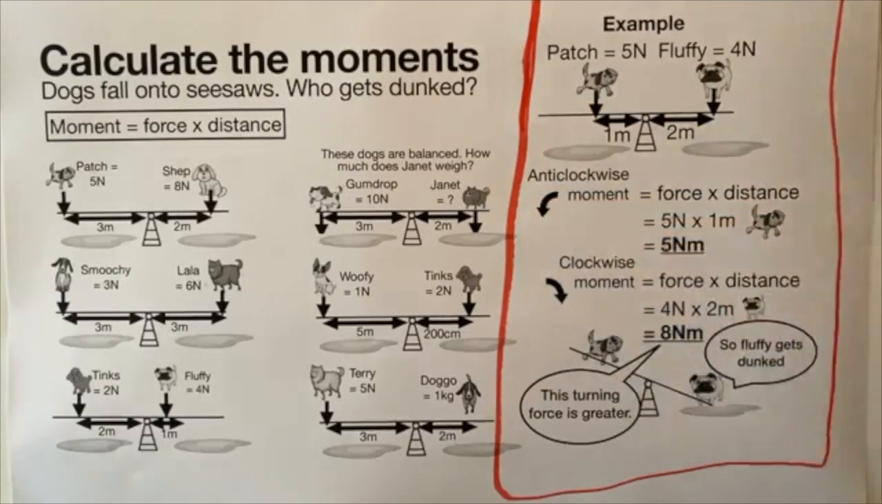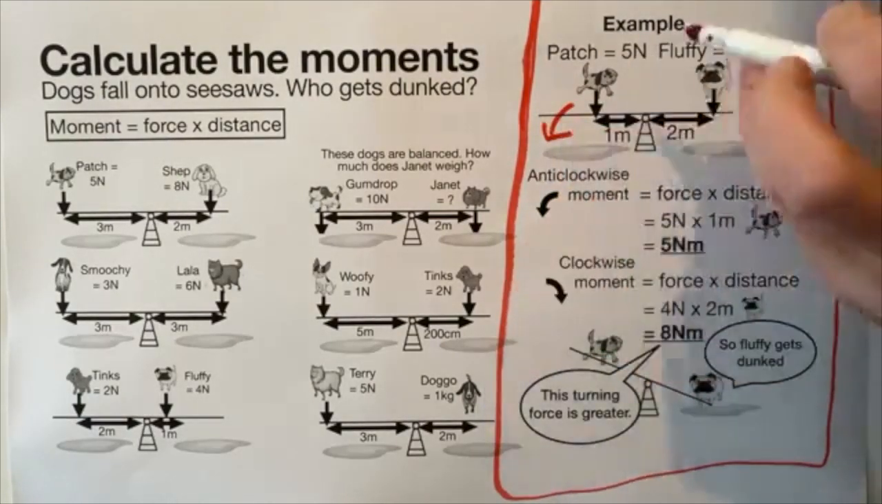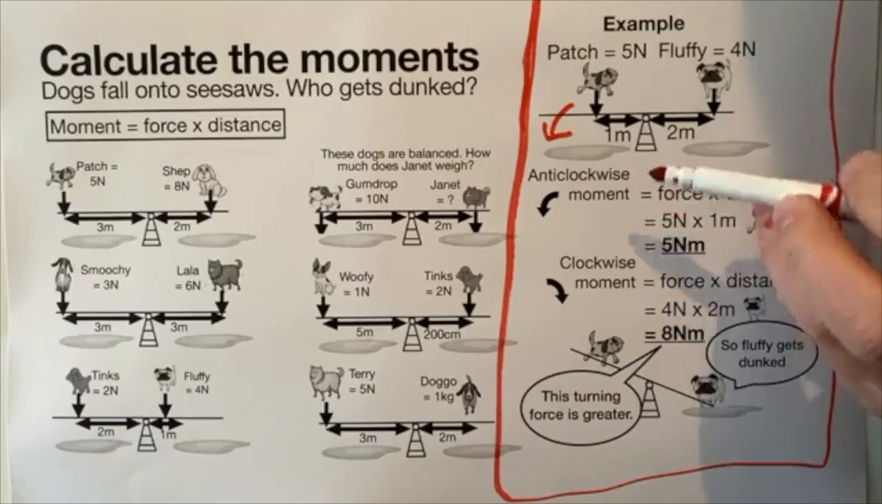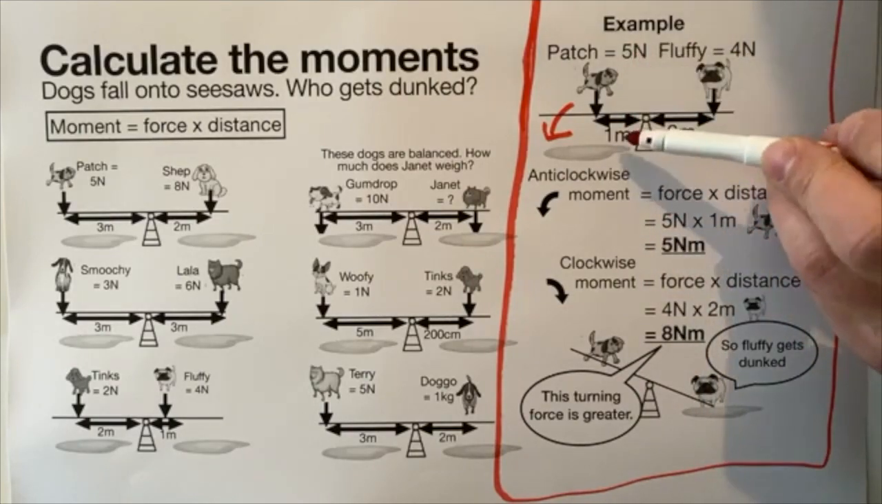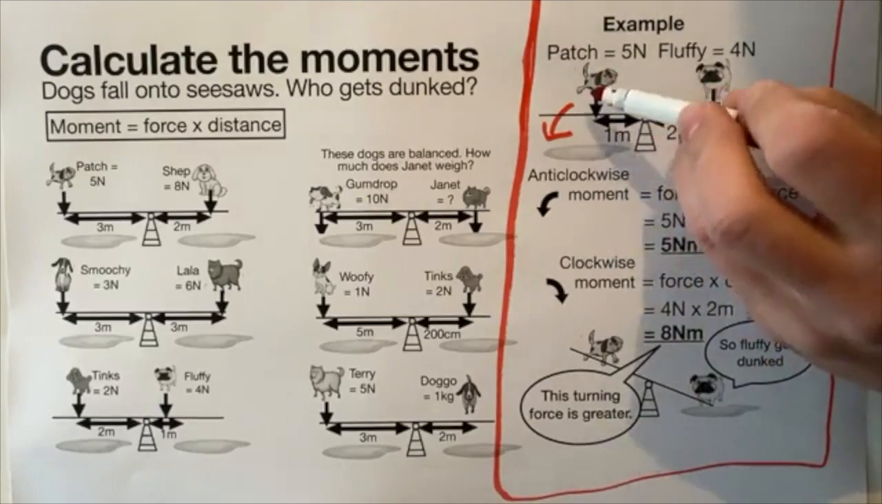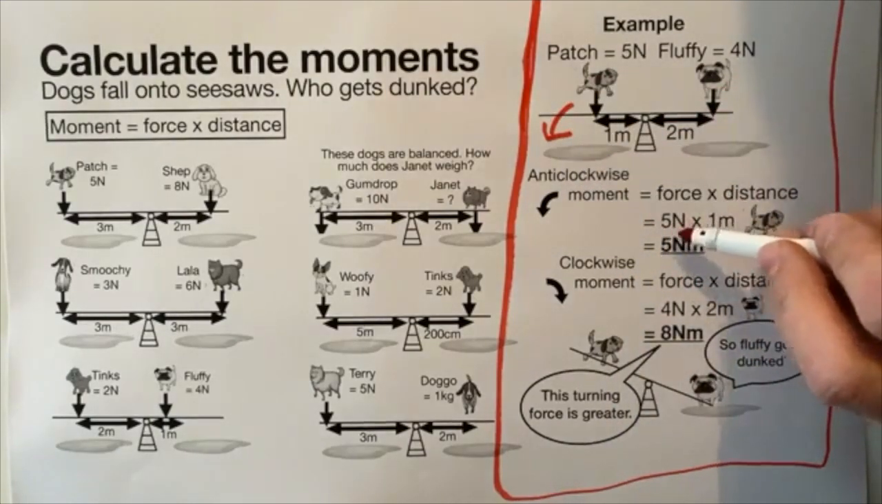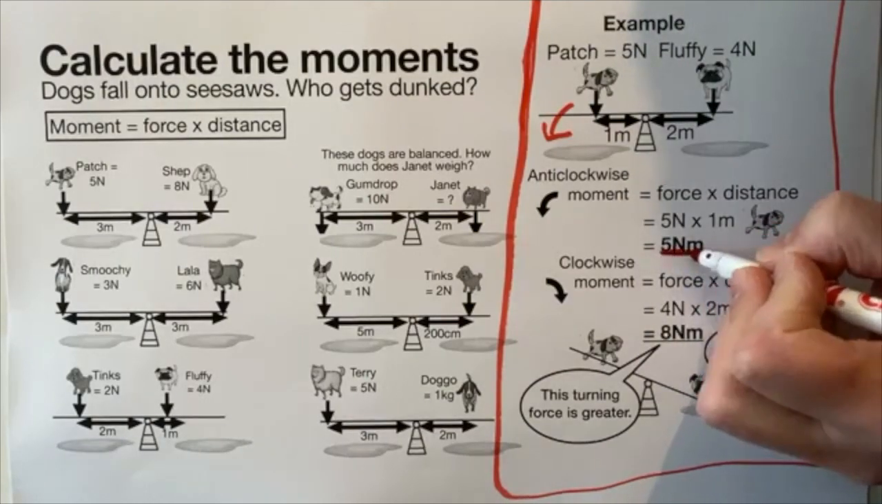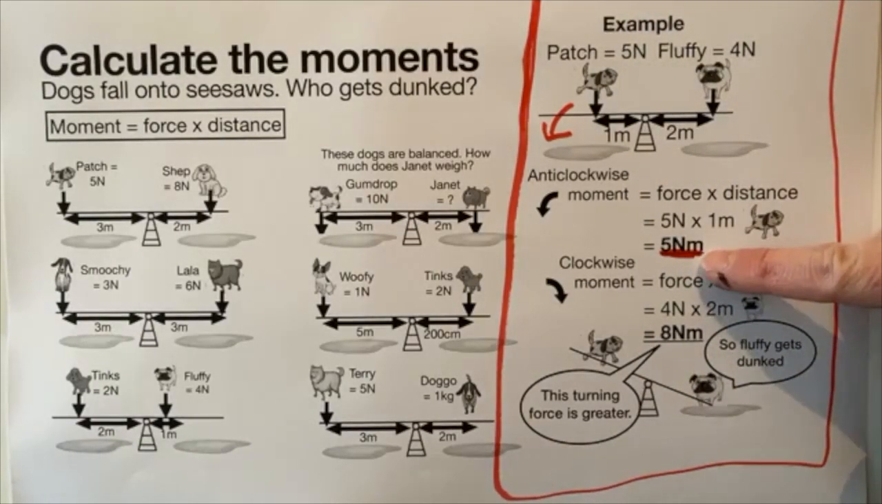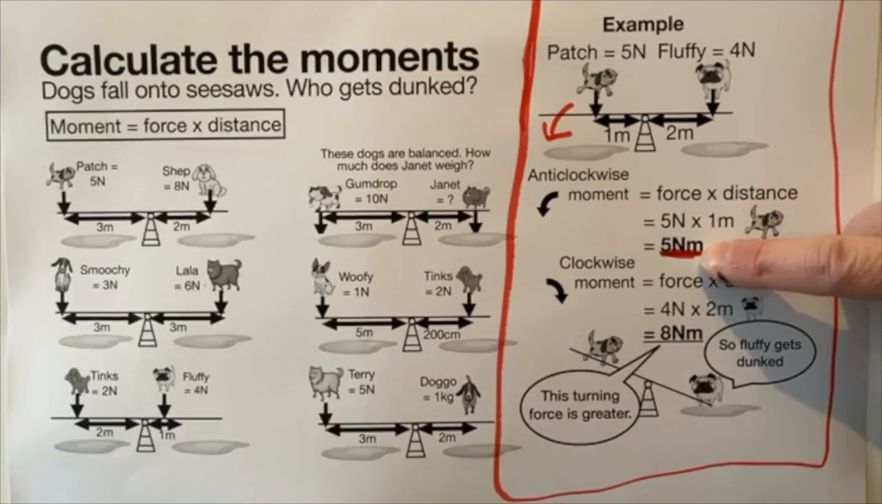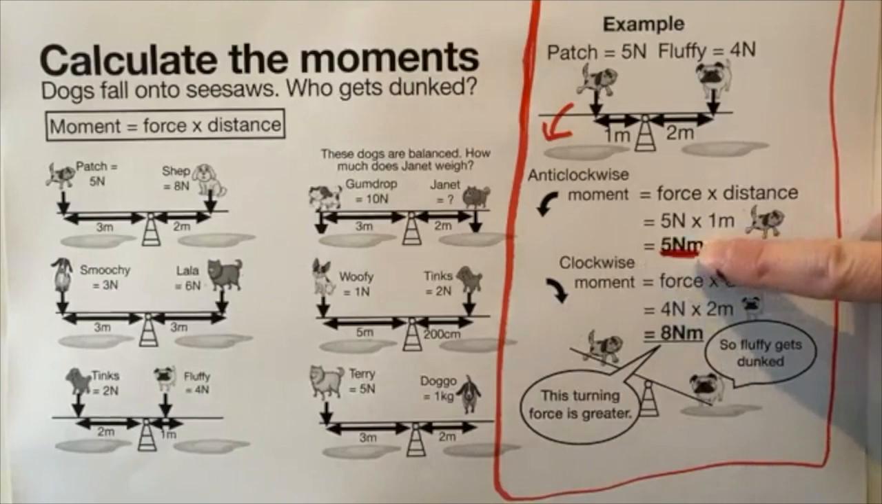The anti-clockwise moment is just how much the seesaw is turning in this direction. So what is Patch doing? Well, his force pushing down is 5 newtons and he's 1 metre from the pivot. So how much Patch is turning the seesaw that way would be 5 newtons times 1 metre, which is 5 Newton meters. I know it sounds very weird and confusing, but the moment, how much a thing turns, is measured in Newton meters, and you just kind of have to trust. So that's how much Patch is turning the seesaw, 5.